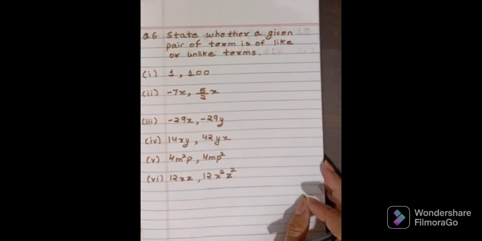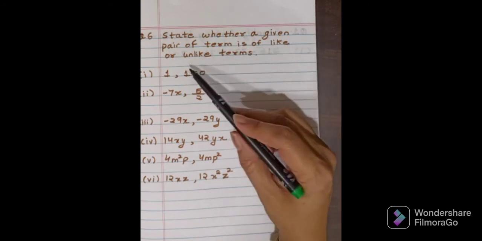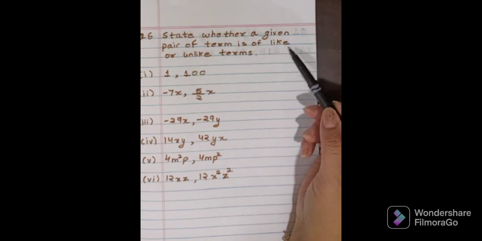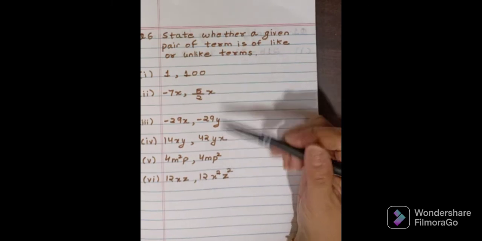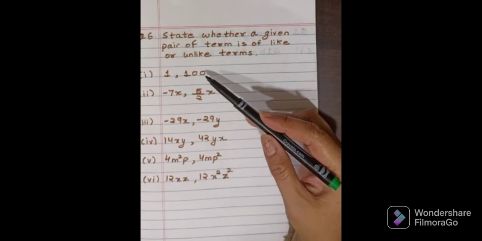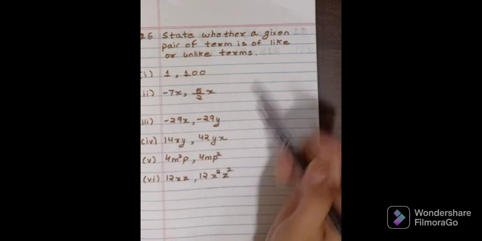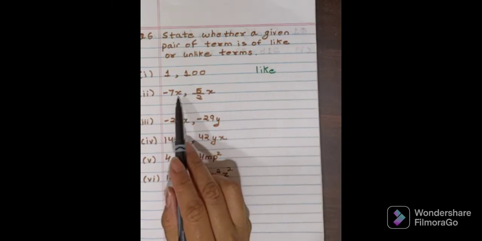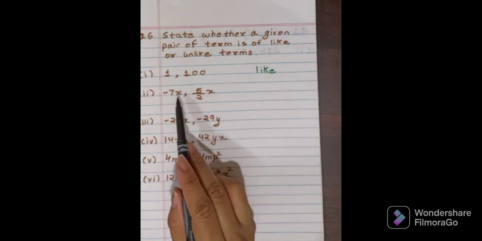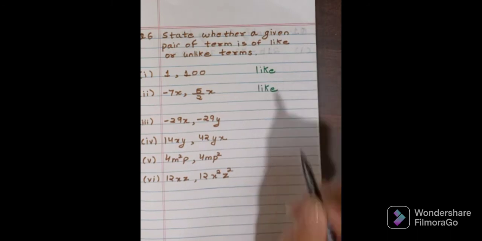Now next, question number 6, state whether a given pair of terms is of like and unlike terms. Again, I have already made a video on like and unlike terms. Here we just have to identify what are like and unlike terms. Look at the first one, 1 and 100. Both are numbers. We can add and subtract them. So these are like terms. Next, both contain variable x. So we can add and subtract them. So they are also like terms.